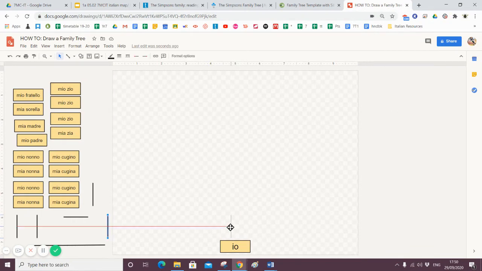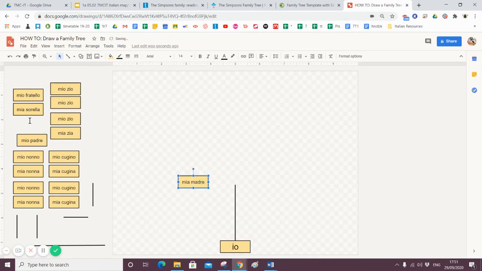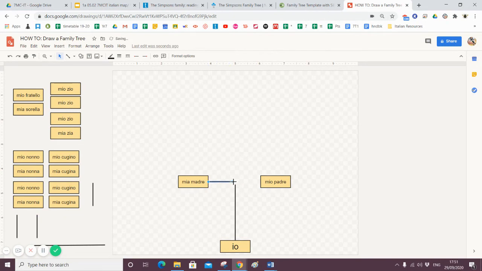So we're going to start with a little line in the middle here. Actually, I might make it a little bit longer. Whoop, that's better. And then we're going to get you to come from your mum and your dad. Mia madre, my mum, mio padre, my dad. Now they are usually, but not always, married. Anyway, in this case, let's just say they're married, okay? So that little line that connects the two of them means that they are married, and the vertical line connecting them and me means that they are my parents.